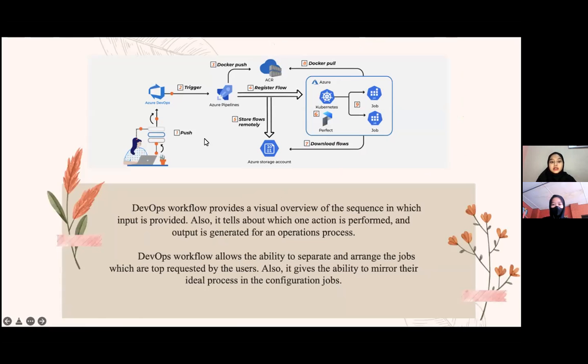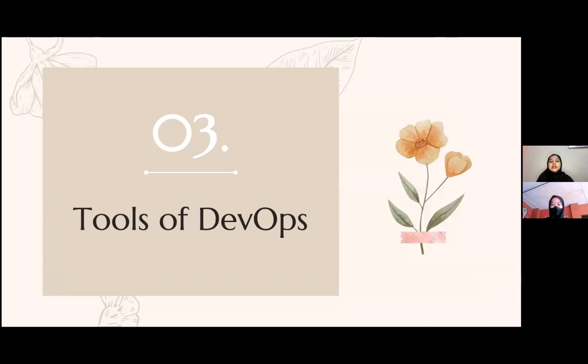The second one is workflow of DevOps. As you can see, DevOps workflow provides a visual overview of the sequence in which input is provided. It also tells which action is performed and output is generated for an operations process. DevOps workflow allows the ability to separate and arrange the jobs which are top requested by the users. Also, it gives the ability to mirror the ideal process in the configuration jobs. Next, the third one is tools of DevOps.